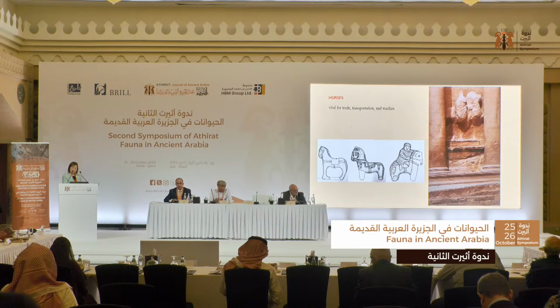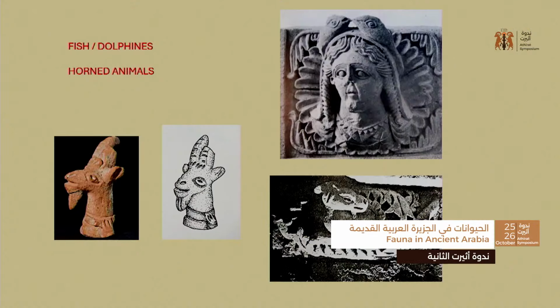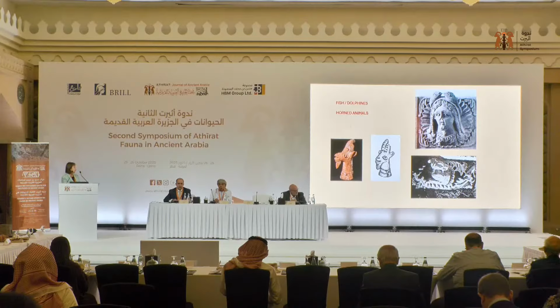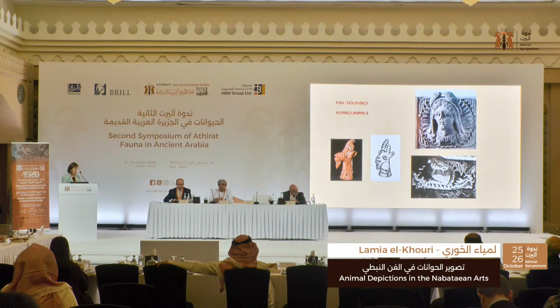Now, let's go to the fish or the dolphins. As we see on the right side, a female goddess was found in the temple of Khirbet al-Tannur with 2 dolphins or fish on top of her head. This might be Atargatis or Al-Uzza. I don't know, no name until now, but she is a female fertility goddess.